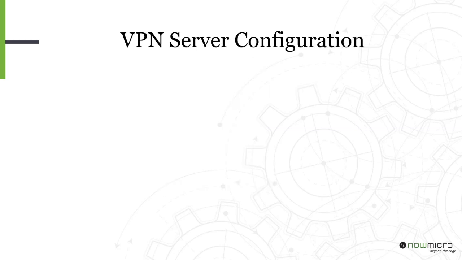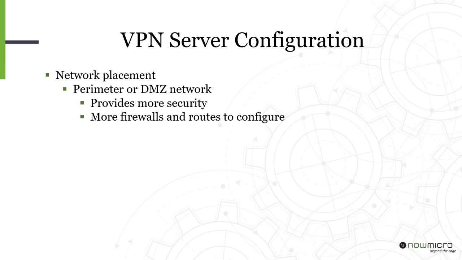So now that we've gone through the certificates, let's take a look at some configuration options for the VPN server. So one of the first things to consider is where to place the VPN server on your network. A common recommendation is to place it in a perimeter or a DMZ network. Generally, this provides better security as the connections from the internet won't be terminating on your internal network. However, there's going to be more network configuration required, as you're going to have to make sure firewall ports are open between the perimeter network and your internal network so that communication can happen successfully.